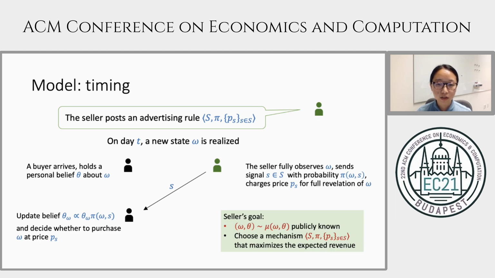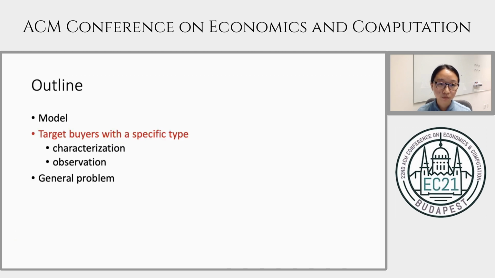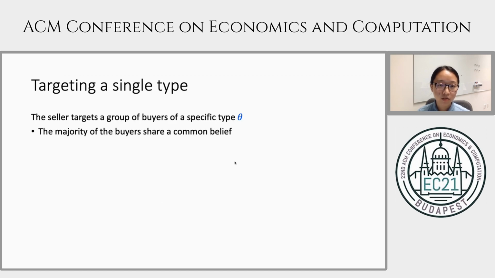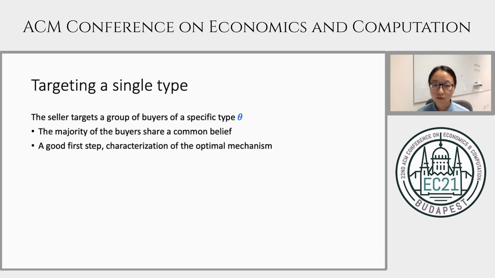We assume that the seller knows the distribution of omega and theta, and she can choose the mechanism based on the distribution. So in this work, we mostly focus on the case when the seller targets buyers with a specific type. This can happen when the majority of the buyers share a common belief. For example, they follow the same Twitter account, or they read the same newspaper. We consider this case to be a good first step to understand the information seller's strategy, and we're able to characterize the optimal mechanism for the seller in this case.